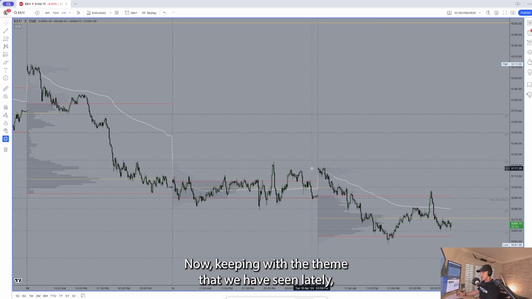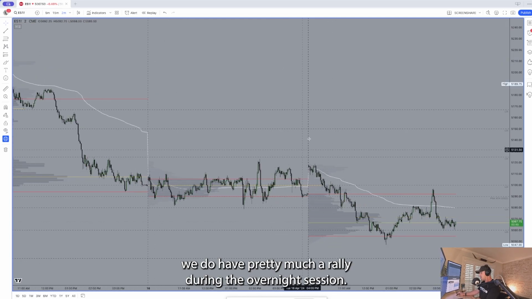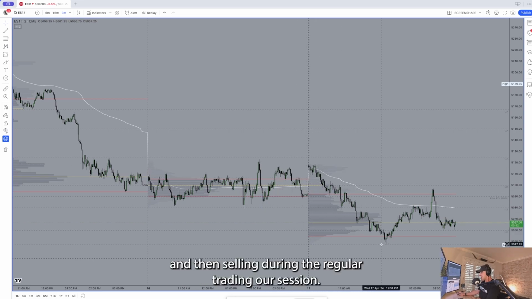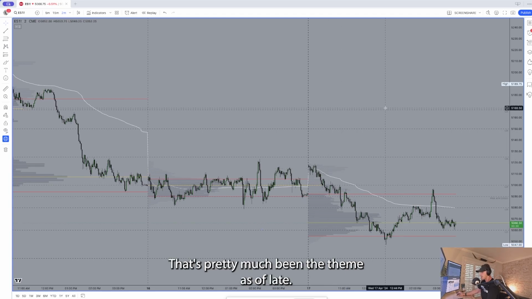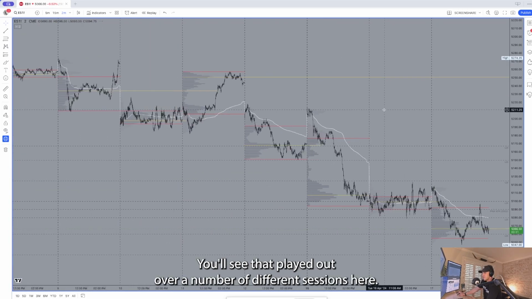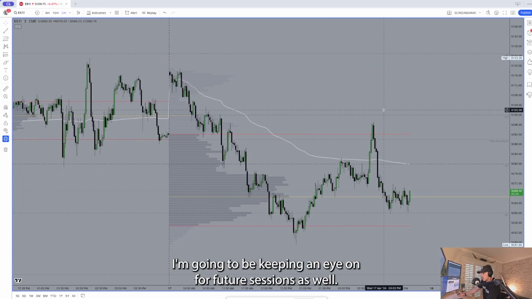Now, keeping with the theme that we have seen lately, we do have pretty much a rally during the overnight session. That's the London session, a rally during that pre-market action, and then selling during the regular trading hours session. That's pretty much been the theme as of late. You'll see that played out over a number of different sessions if you go back and take a look. So that is one thing I'm going to be keeping an eye on for future sessions as well.